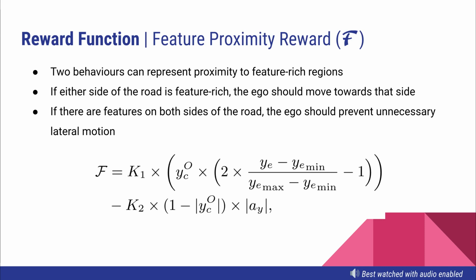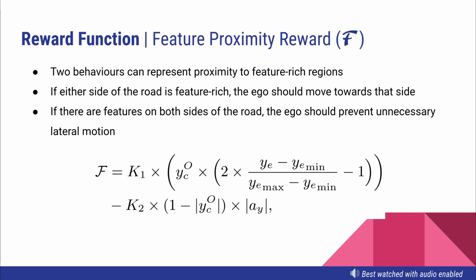The feature reward F is responsible to ensure the ego vehicle successfully moves towards the feature-rich regions. This is because feature-rich regions lead to better scan matching in LOM. The LOM algorithm provides a smoothness measure that can be used to determine the distribution of feature-rich regions. Here, YC represents the centroid of these features.